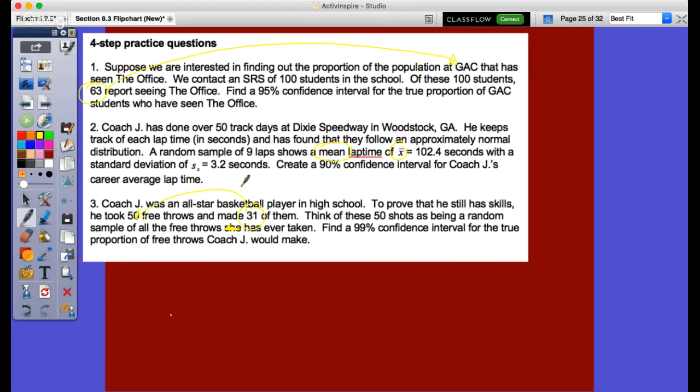Yes. So for the true proportion world, right? So again, there's going to be major hints in telling you which is which. Let's go over number 2.